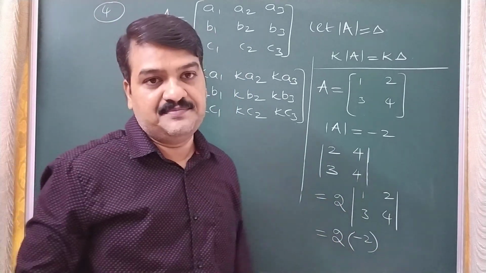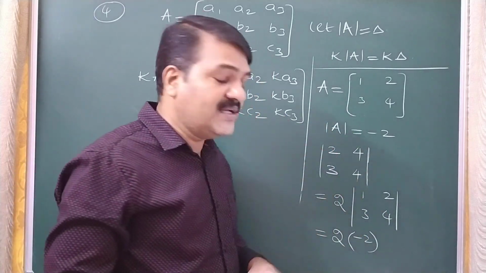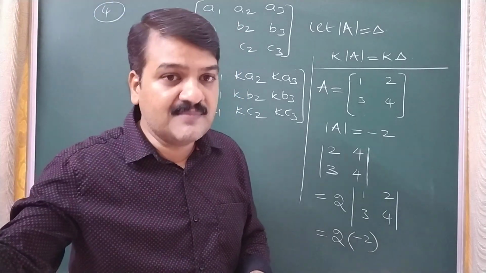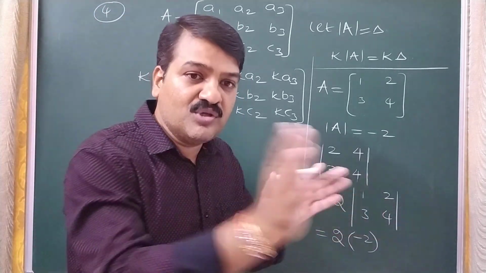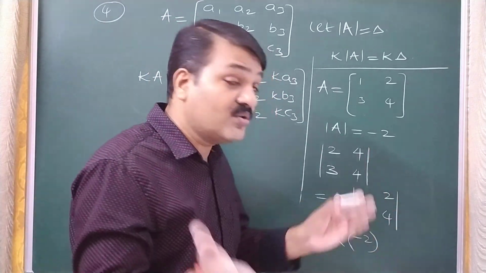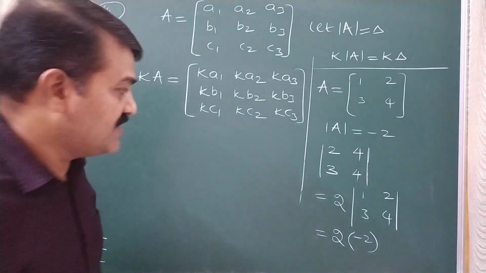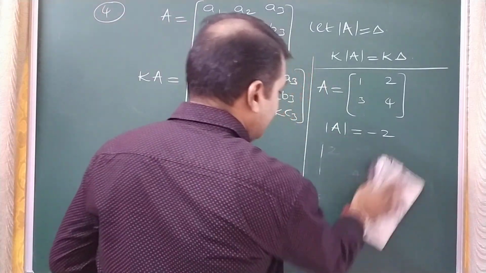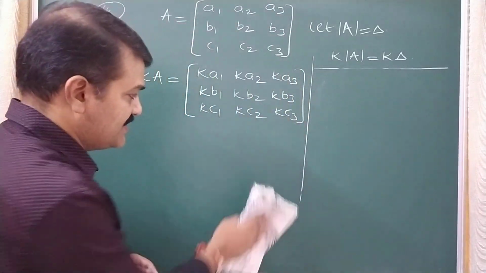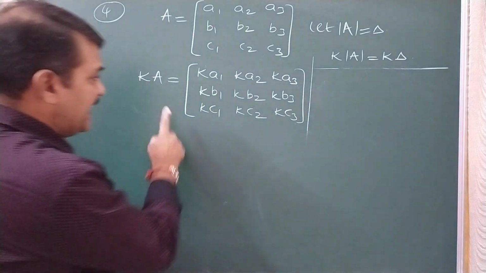That is the property. So if you want to take anything common from the determinant, you can take common from any one row or column, particularly which row you will choose, which column you will choose, that is your wish. But only one row or column you can take common. Okay, so this is the example by taking a 2 by 2 matrix. Now, this is actually a very important property. I took Ka.